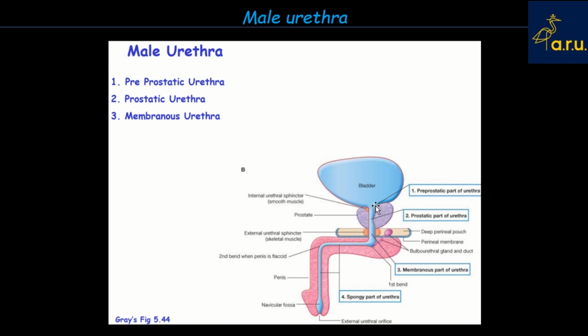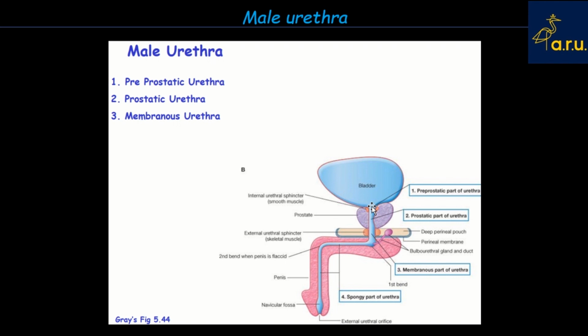The first part is the pre-prostatic urethra. The pre-prostatic urethra is really short in length. It extends from the bladder all the way to the prostate gland. You can see the neck of the bladder resting on top of the prostate, so you can imagine the pre-prostatic urethra, which is the first part, is going to be really short in length.